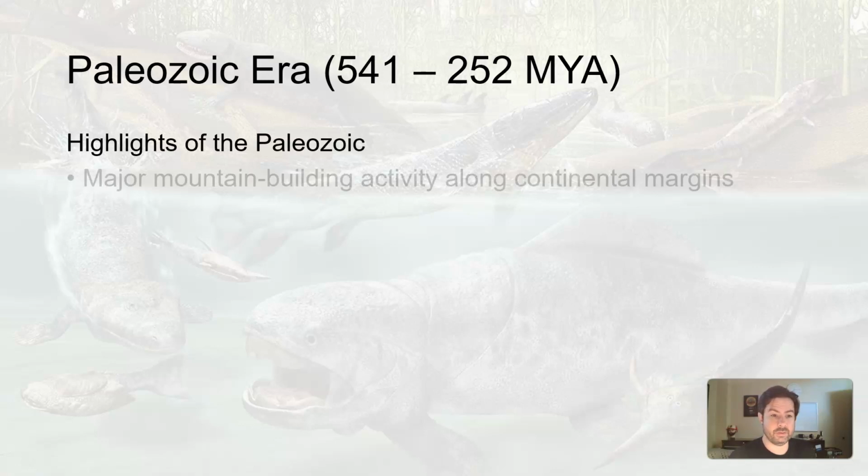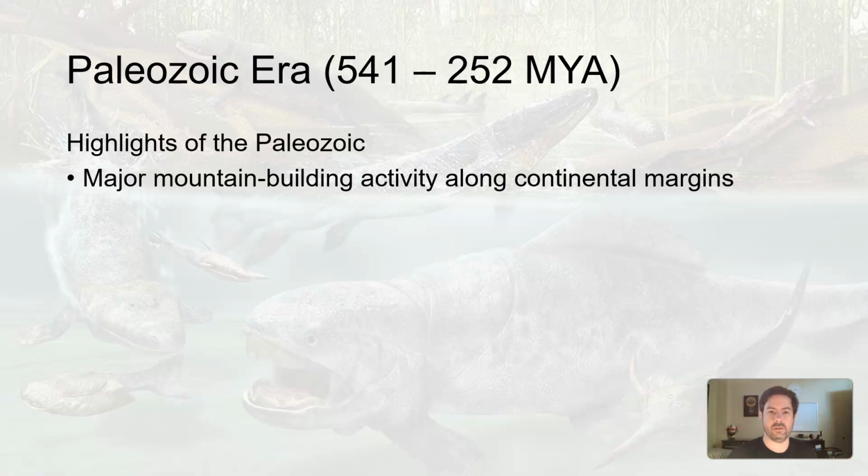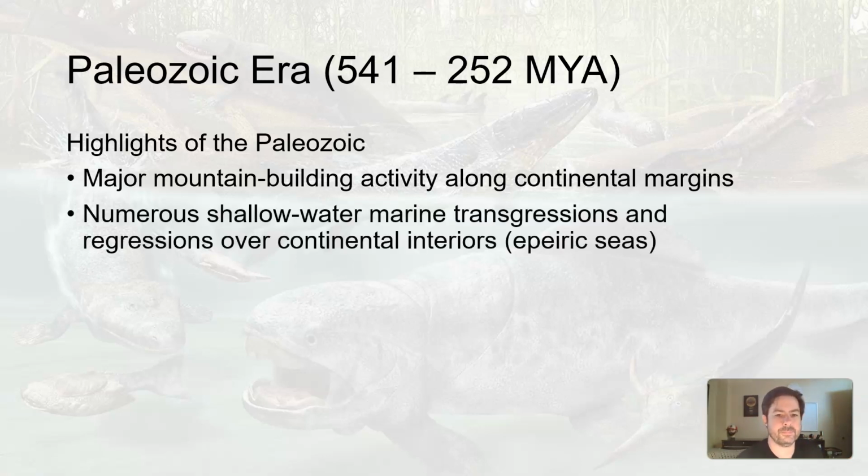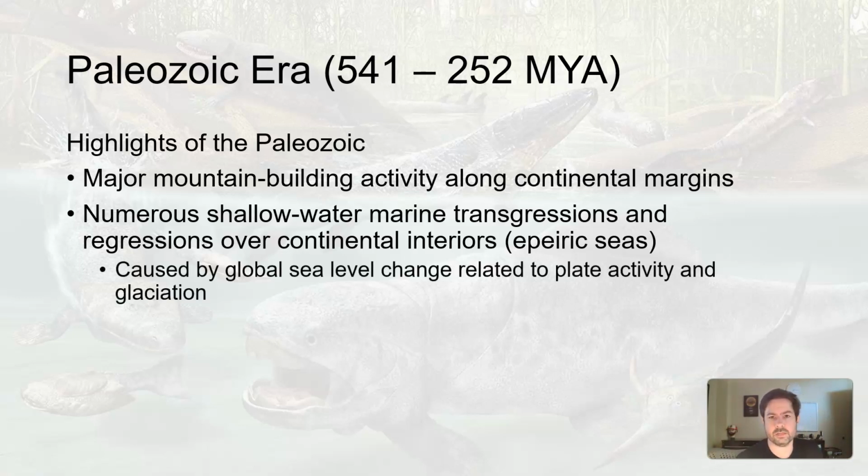So some highlights of the Paleozoic. There was some major mountain building activity along the edges of the continent, along the continental margins. There was also a series of transgressions and regressions over the continental interior. Those are called epeiric seas, if you hear that term coming up again, but that's just oceans that have covered, transgressed and regressed over the continent in past history. And all these were caused by fluctuations in sea level change, plate tectonic activity, glaciation, etc.